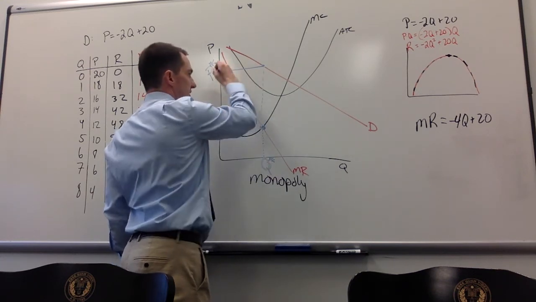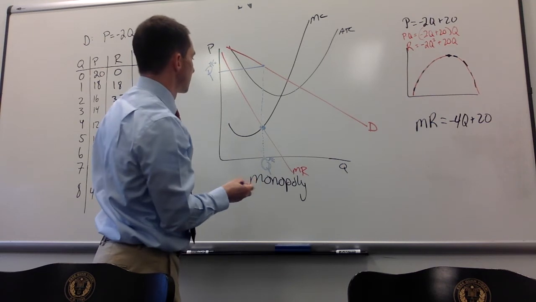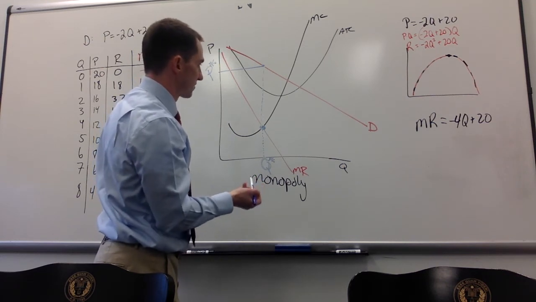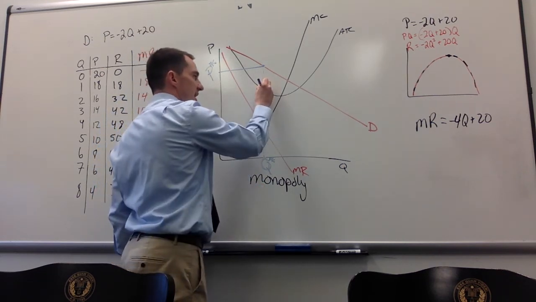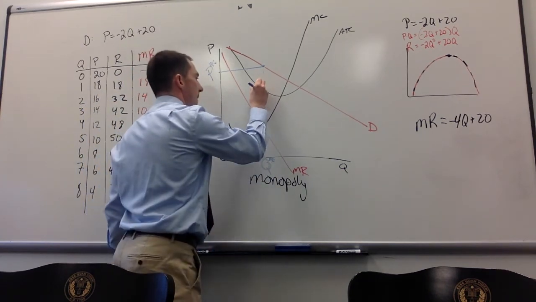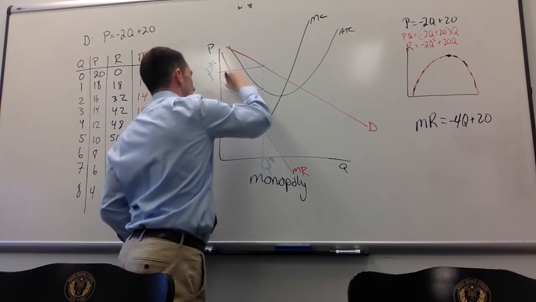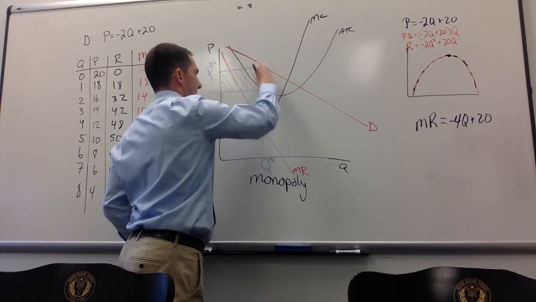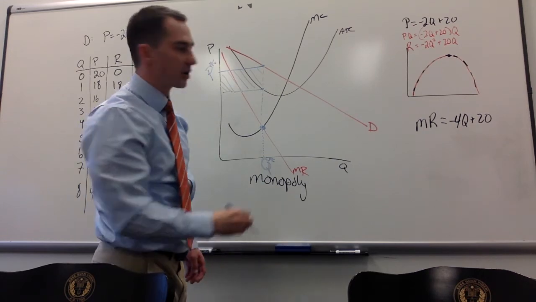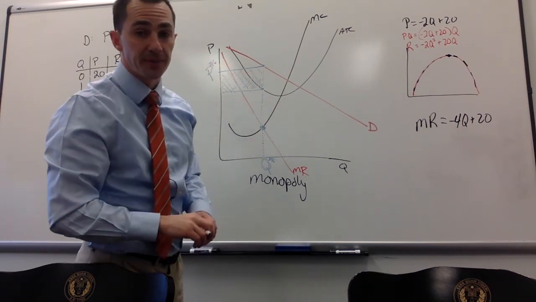Price times quantity, this blue rectangle, shows us the total revenue. Quantity times average total cost, the same thing we did in perfect competition, gives us a big rectangle of the total cost. And we're left with a big chunk of profit. There's a lot going on there.